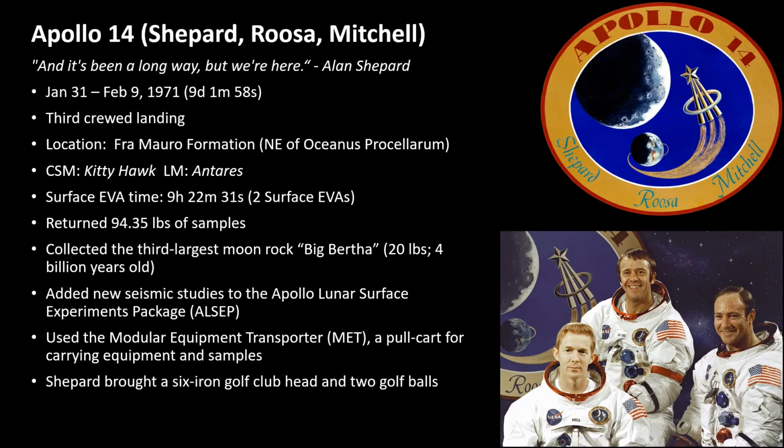The surface EVA time for this mission was 9 hours, 22 minutes, and 31 seconds, with 2 surface EVAs. The mission returned 94.35 pounds of samples, collected the third largest moon rock, Big Bertha, 20 pounds and 4 billion years old. The crew added new seismic studies to the Apollo Lunar Surface Experiments Package and used the Modular Equipment Transporter, or MET, which is a pull cart for carrying equipment and samples.